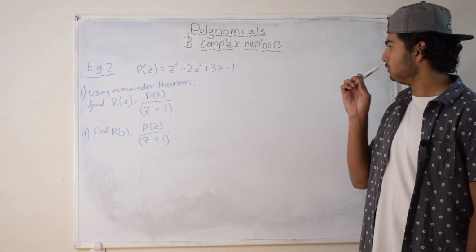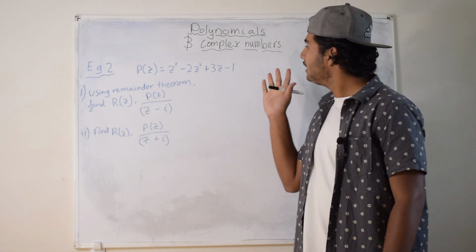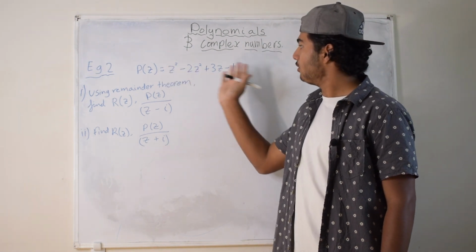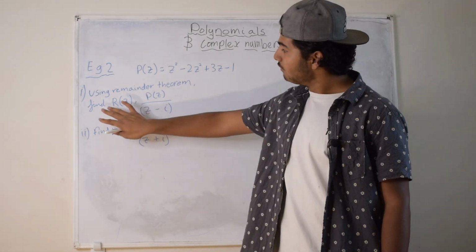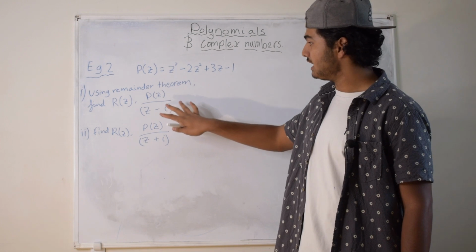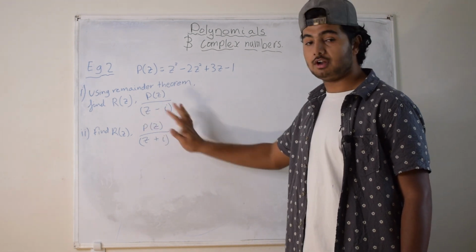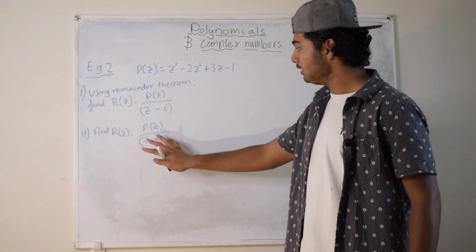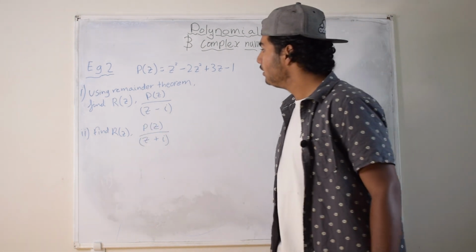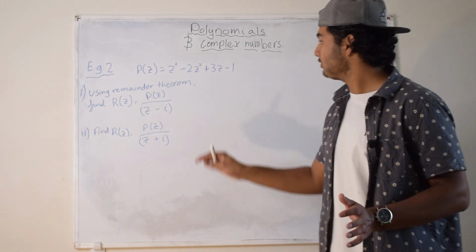Looking at this next example, we're given a polynomial at the top. It says, using the remainder theorem, find the remainder when p of z is divided by z minus i. And then the second part is find the remainder when p of z is divided by z plus i, so its conjugate. So before we start anything, we need to understand what the remainder theorem is.